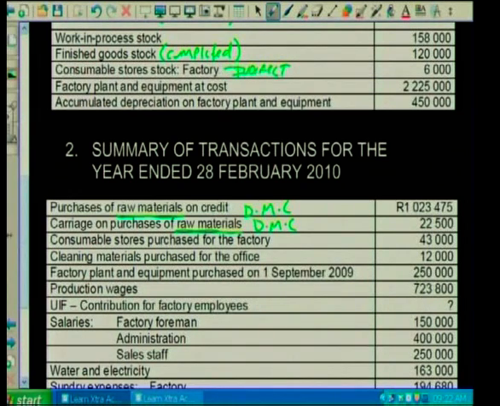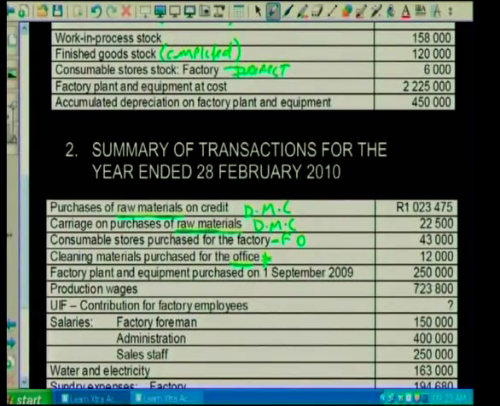Then I've got consumable stores purchased for the factory. This is an indirect cost, so this relates to my factory overheads. Cleaning materials purchased for the office. Right, guys, it has nothing to do with the factory. Now remember, anything that does not deal with the factory cannot go into my production cost statement. So cleaning materials purchased for the office, I'm just going to put a little star there. I might need this information, I might not need this information.